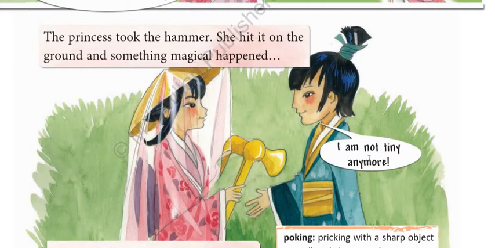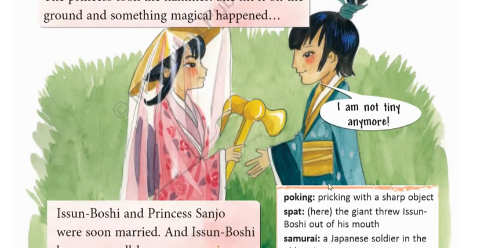I am not tiny anymore. These are the words of Ishubosi. You can see Ishubosi. He is even a bit taller than Princess Sanjo now, whereas otherwise he was just 1 inch. So you can see the golden magical hammer in the hands of Princess Sanjo. Princess Sanjo was really very happy looking at Ishubosi, who was now no more just 1 inch.